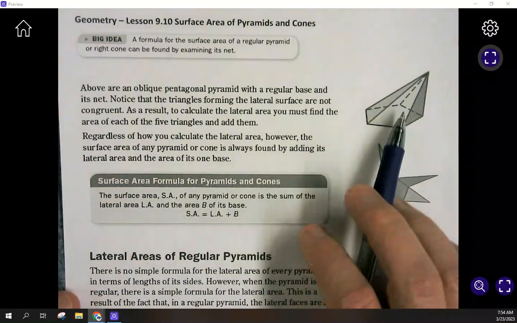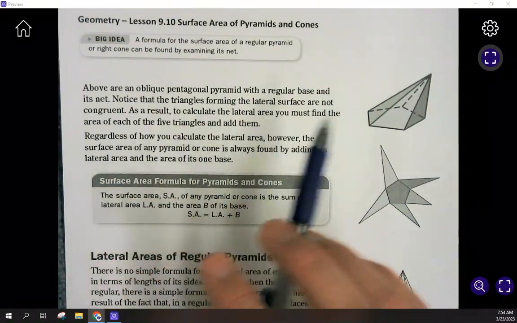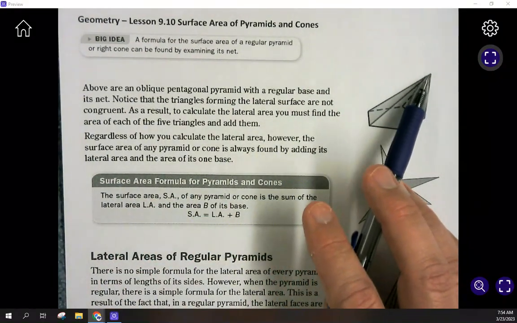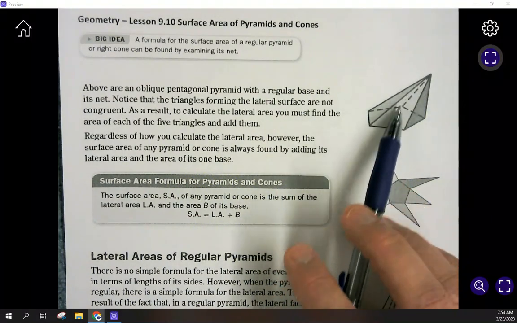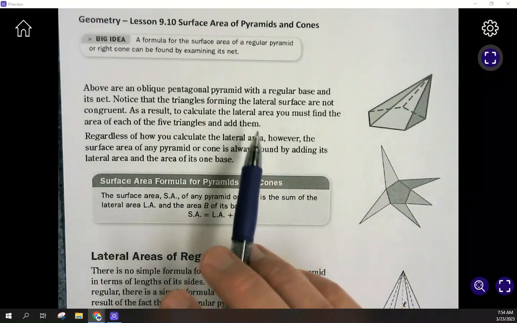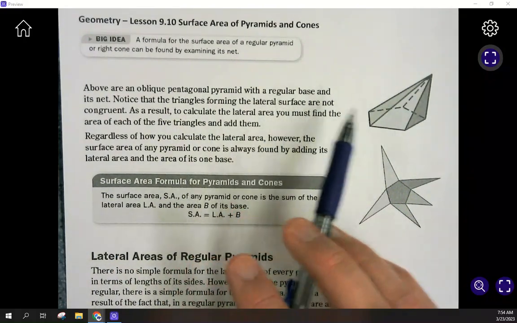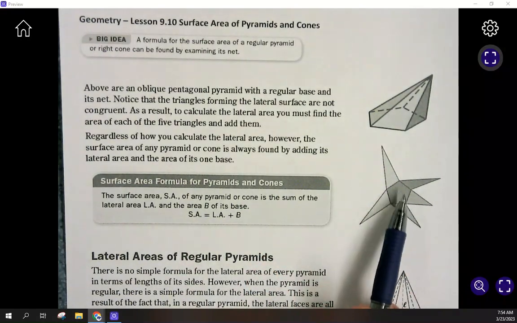So you can see here on the right side, we've got an oblique pentagonal pyramid, oblique meaning it's not right. So from the apex here to the center of the base, it is not hitting at 90 degrees, it's leaning. That would be oblique. Pentagonal just meaning that the base is a pentagon. It does have a regular base, so all the sides are the same. And you can see the net right here.